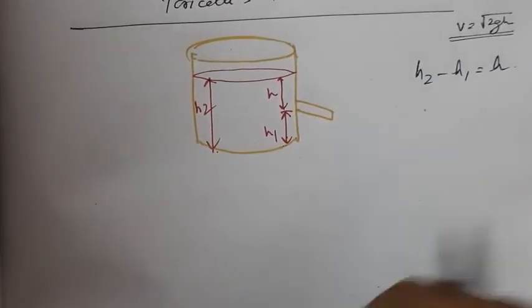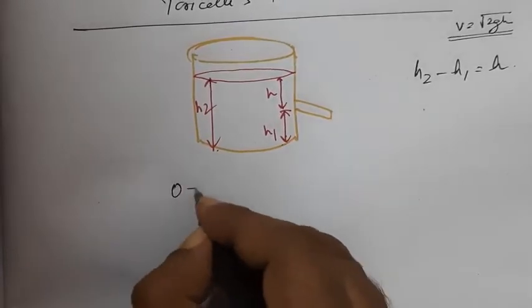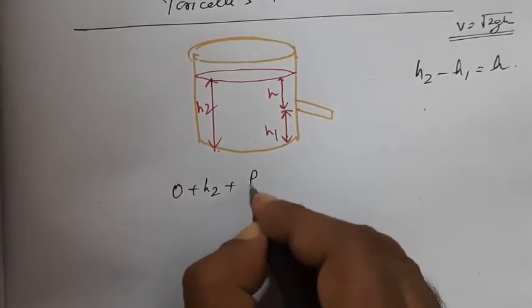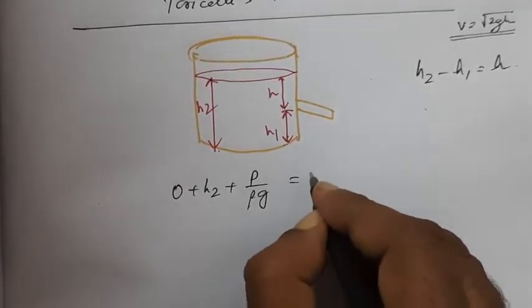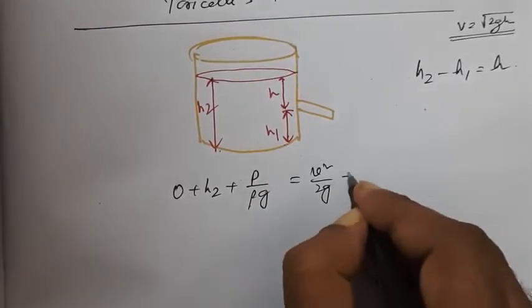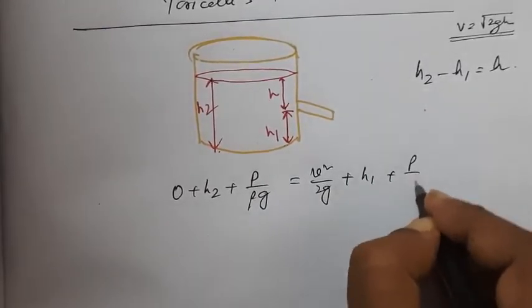Now using Bernoulli's theorem, we can write 0 plus h2 plus p by rho g is equal to v square by 2g plus h1 plus p by rho g.